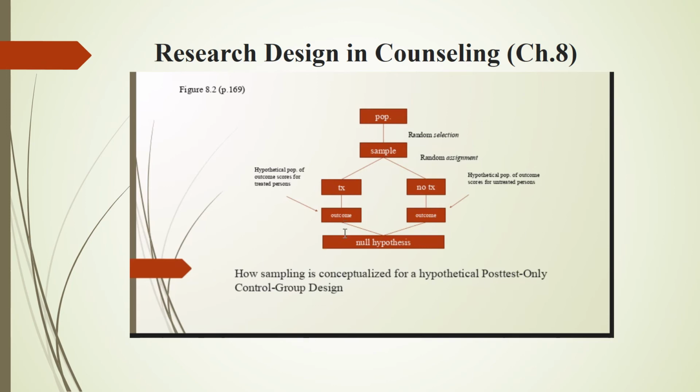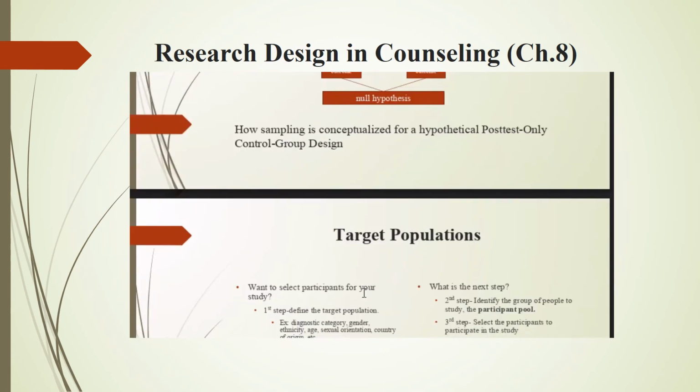One side gets the treatment, we see the outcome. The other side gets no treatment and the outcome, obviously, and then we compare that with our null hypothesis. So this just takes it from the population being studied all the way through the treatment, and we'll see the importance of random selection in getting our sample. So, target populations.